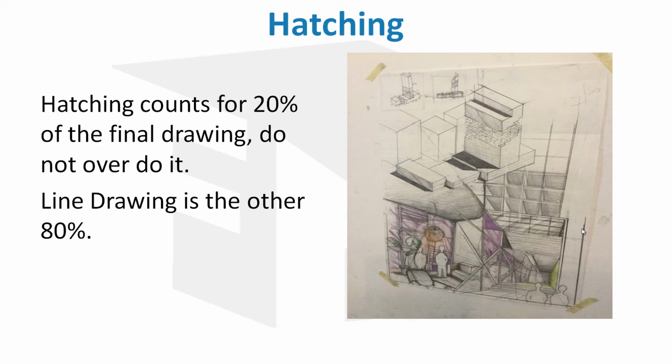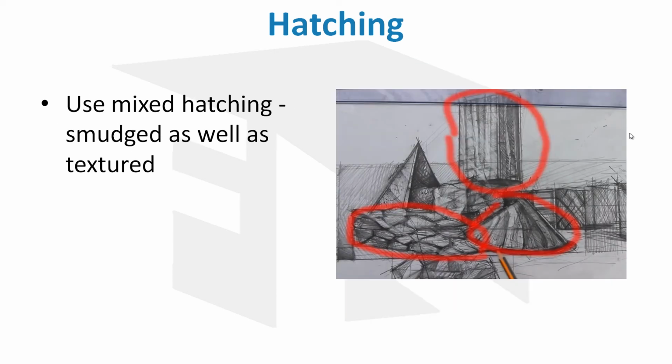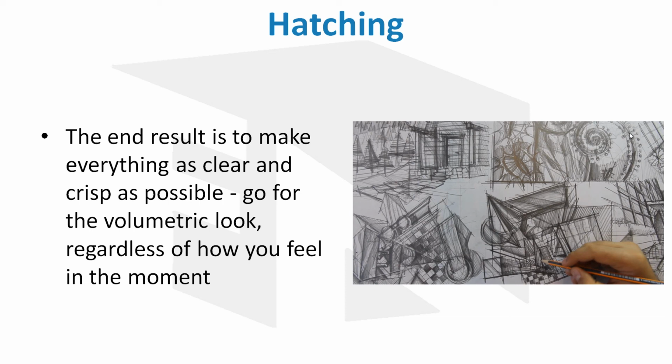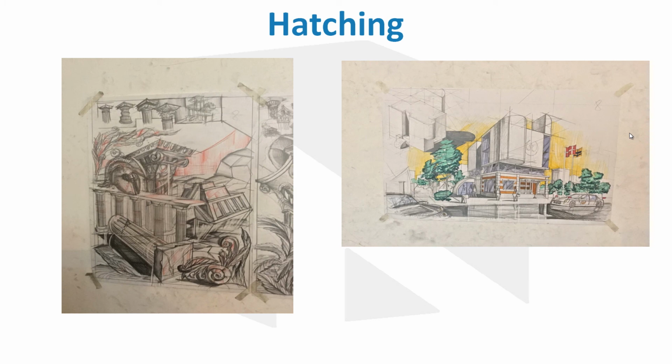Just a bit about hatching. You are tempted to think it's important. It complements the line drawing, but as I said before, it's just 20% of the final drawing, so don't focus on it too much. You see the design on the right-hand side in the picture, it looks good just with line drawing and a bit of shadows. For hatching you need to use mixed hatching, smudged mixed with textured hatching, gradients towards the foreground so the drawing jumps off the page, and again, hatching complements the line drawing. You need to have that clear and crisp line drawing, right? You need to use the graphic techniques that we will discuss in a future lecture, right?